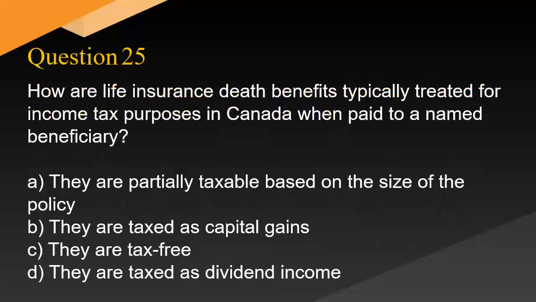How are life insurance death benefits typically treated for income tax purposes in Canada when paid to a named beneficiary? A. They are partially taxable based on the size of the policy. B. They are taxed as capital gains. C. They are tax-free. D. They are taxed as dividend income.